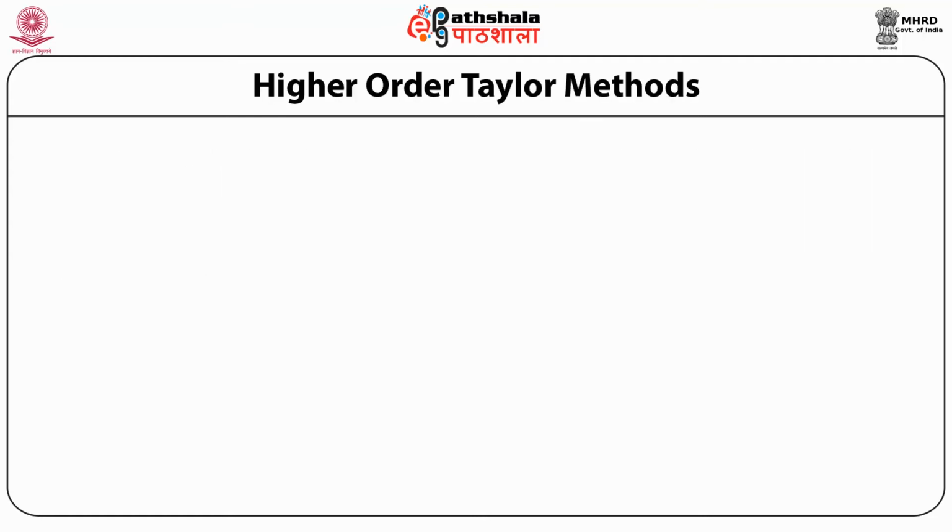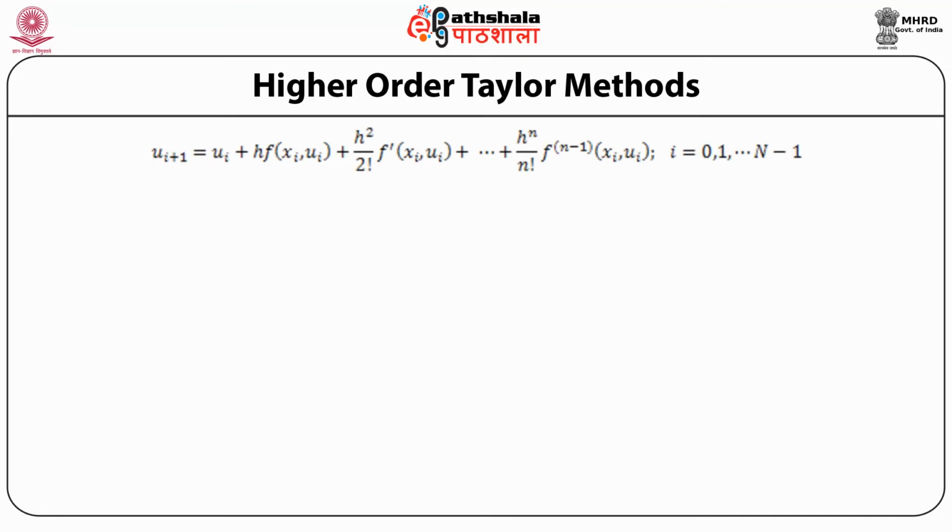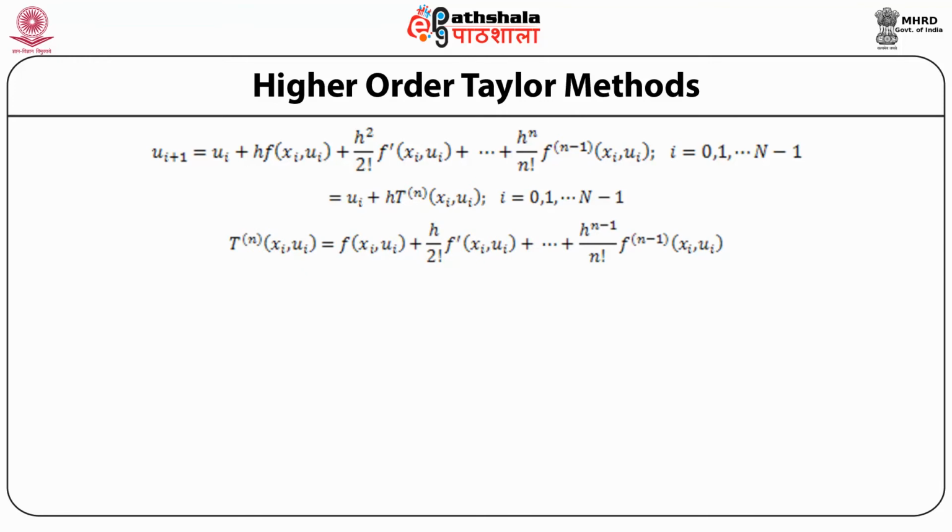Error in the Taylor's method. u_{i+1} equals u_i plus h f(x_i, u_i) plus h square by 2 factorial f'(x_i, u_i) plus so on up to h to the power n upon n factorial f^(n-1)(x_i, u_i), where i varies from 0 to n minus 1, which gives u_i plus h T^n(x_i, u_i). Then T^n(x_i, u_i) equals f(x_i, u_i) plus h upon 2 factorial f'(x_i, u_i) plus so on till the term h to the power n minus 1 divided by n factorial f^(n-1)(x_i, u_i).